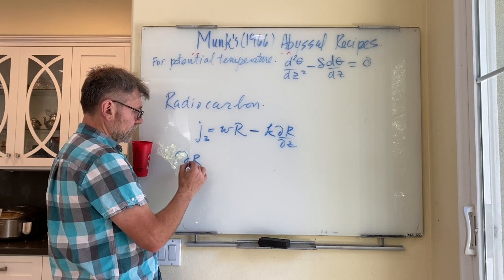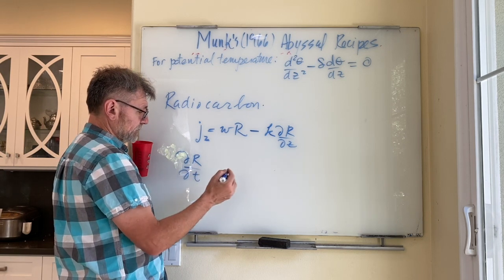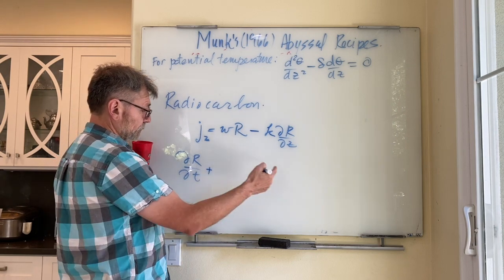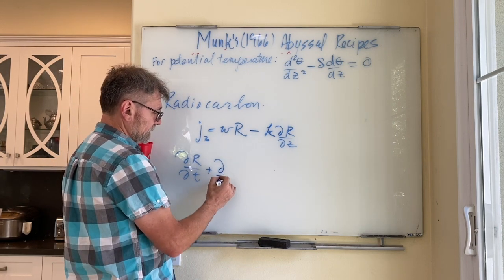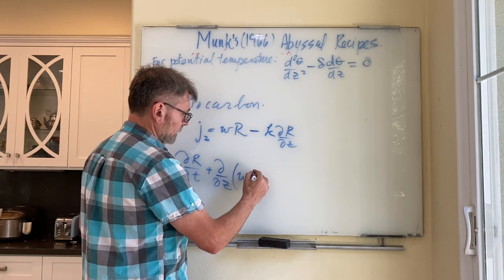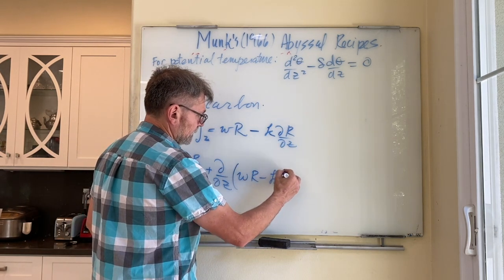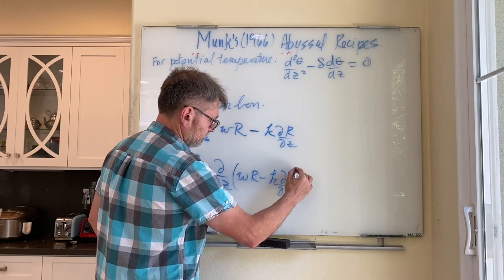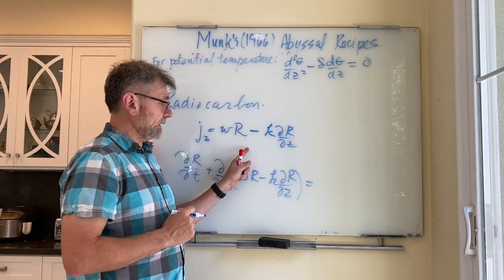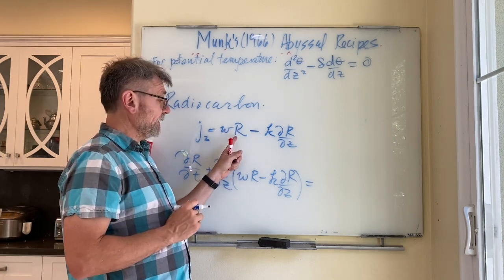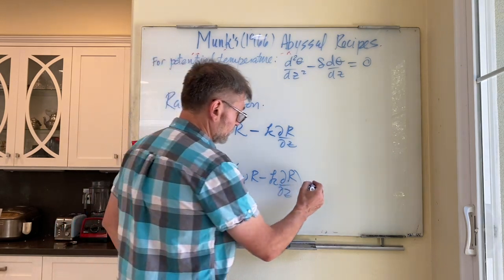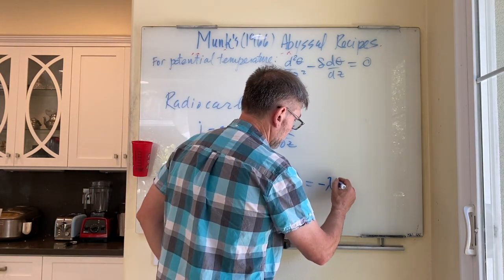So dr dt is going to be plus the divergence of the fluxes is equal to the sources. So in 1D, the divergence is just d by dz of the flux Wr minus K dr dz equals, and this time it's not 0, this time there's a loss term, and the amount of radiocarbon lost is proportional to the amount of radiocarbon atoms, so this will be minus lambda r.